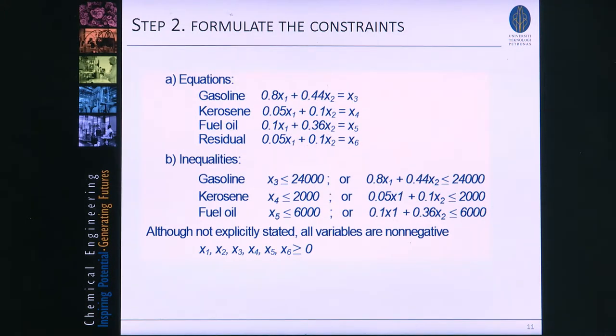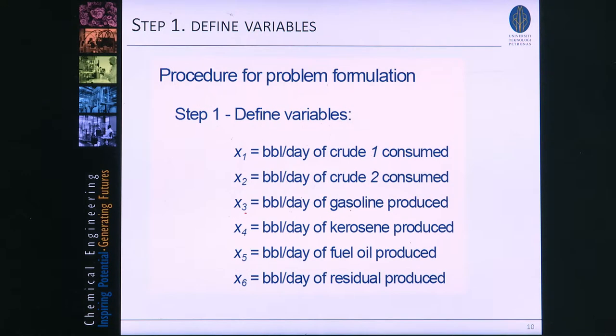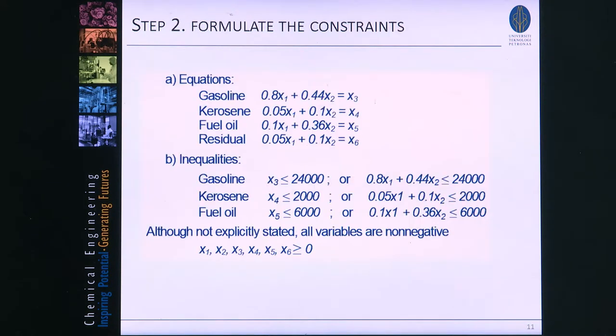The equations, so we can make, as we know that X3 is gasoline, so X3 is equal to 0.8X1, because X1 is the crude oil one, and it can make 80% of gasoline, and then 0.44X2. Same goes with the kerosene: 0.05X1 plus 0.1X2 equals X4, kerosene, fuel oil, and residuals.